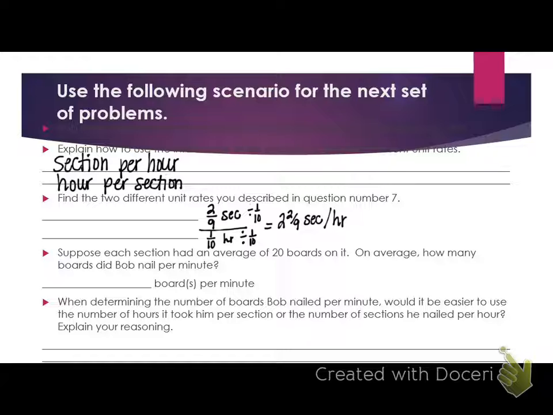For our second unit rate, we would say that it takes 1/10 of an hour to nail 2/9 of a section. So in this case, we would divide by 2/9 to make our denominator 1. And 1/10 divided by 2/9 gives us 9/20. So this would be 9/20 of an hour per section.